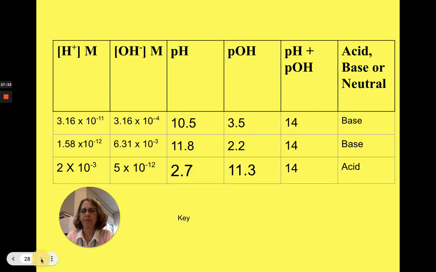Oops. Here we go. And here is the key for you to check. Okay, so you can see we've got things over 7. These are going to be basic. This one is going to be acidic. Notice these all add up to 14. And if you were to multiply these two numbers together, you would find that they multiply out to 1 times 10 to the negative 14. So good luck.